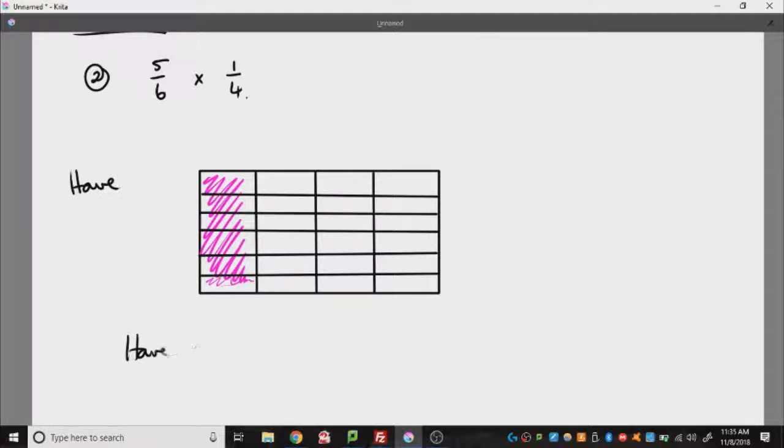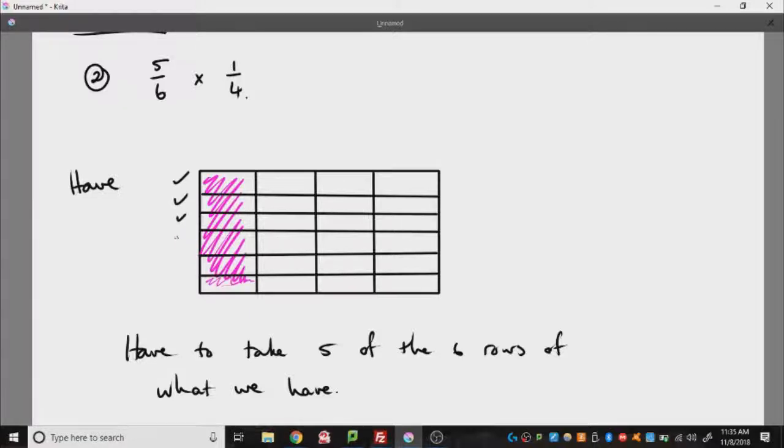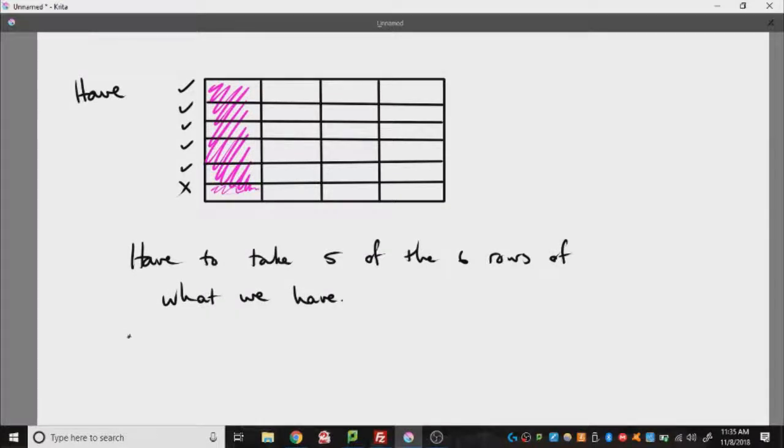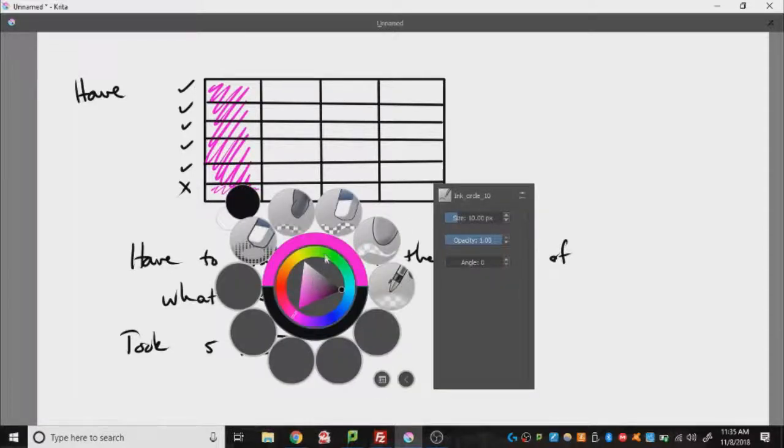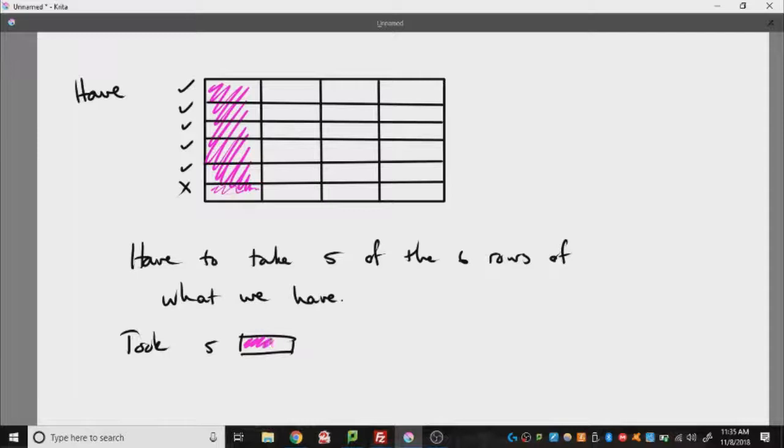We have to take 5 of the 6 rows of what we have. I just want to emphasize that. So I'm taking, let's say, the first 5 and not the last one. So that means we took only 5 pink little pieces in this case. We didn't have too much.